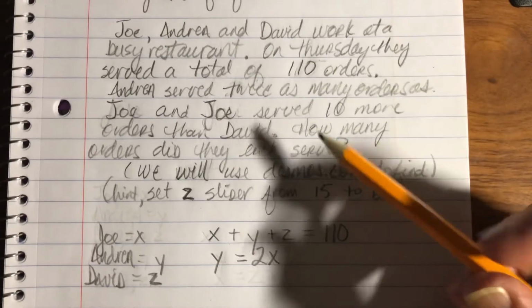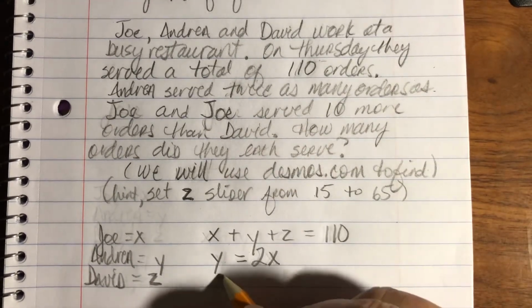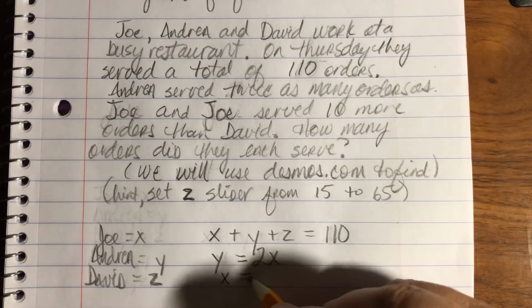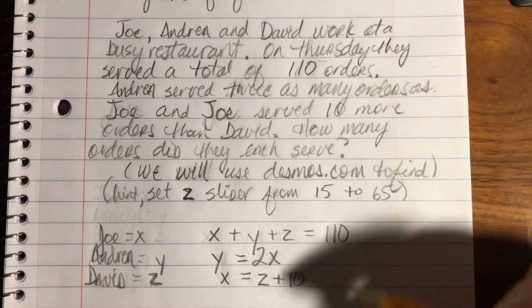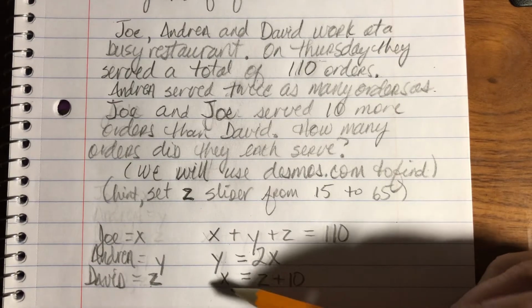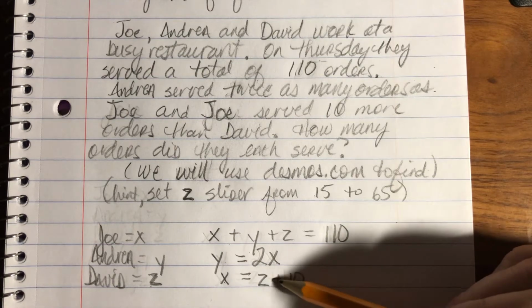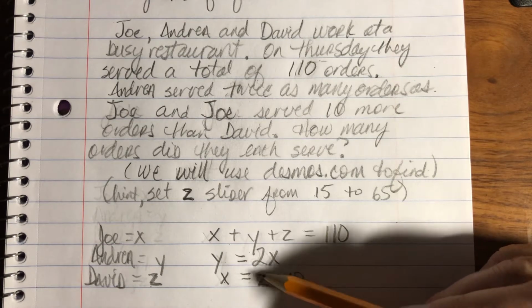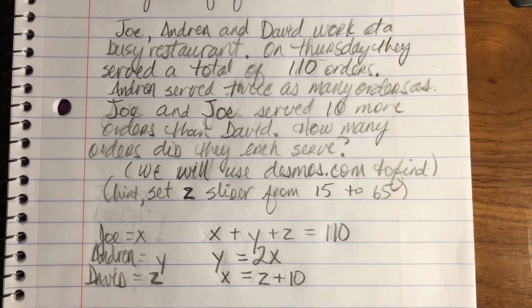And what's the other clue? Joe served 10 more orders than David. All right, well, Joe is X, so we've got X equals David, which is Z, plus 10. That balances out because Joe served 10 more. Well, then that's plus the amount that David ordered plus 10. So those are our three lines that we're going to be using.